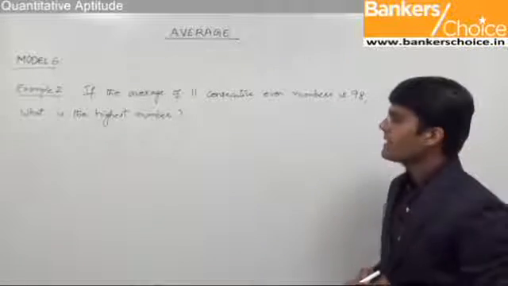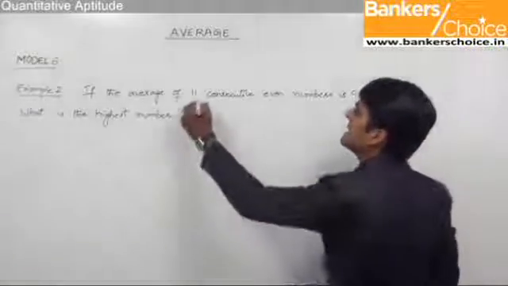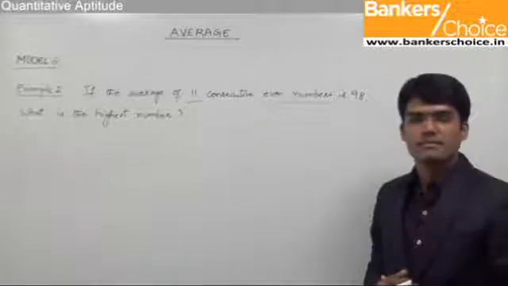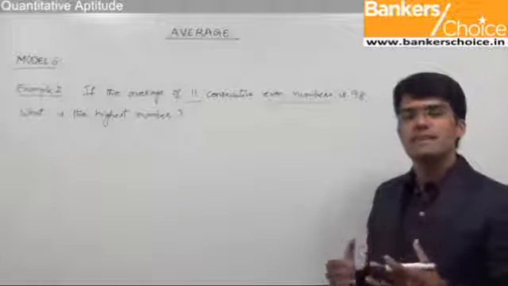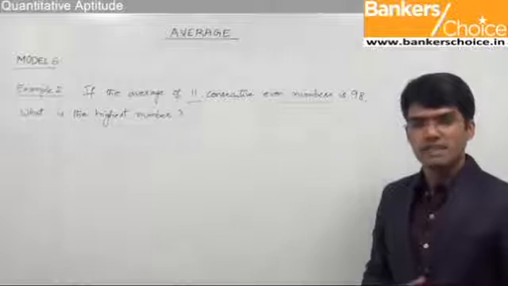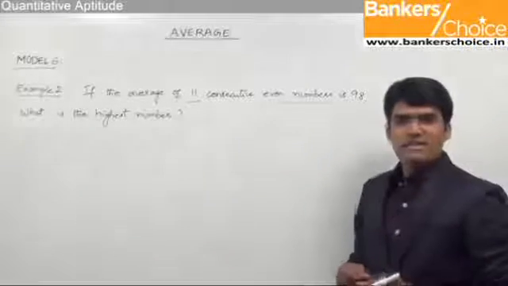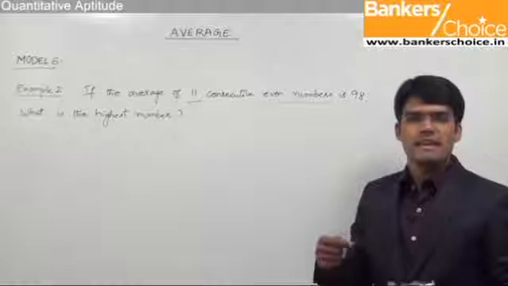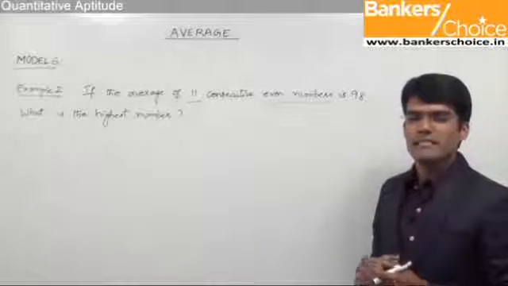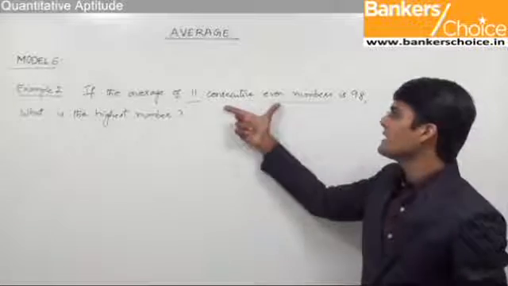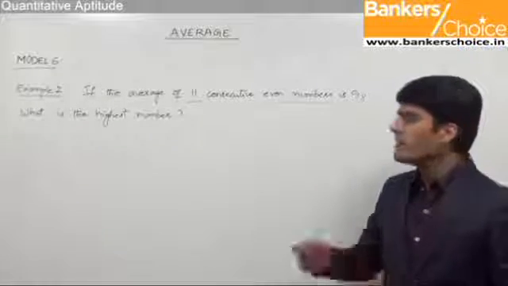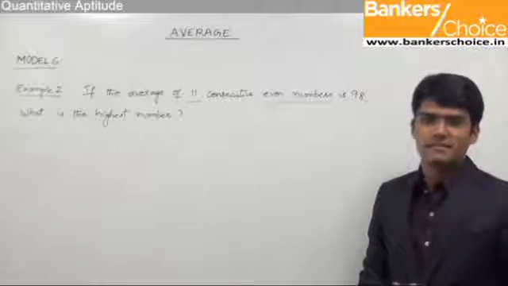The question here is, if the average of 11 consecutive even numbers is 98, what is the highest number? So here the average for 11 consecutive even numbers is given, and we are supposed to find out the highest number. To solve this question, we need not take all the numbers as x, x plus 2, x plus 4 and so on and waste our time. Instead of that, we can simply understand that the average for consecutive even numbers should always be the middle number. So with the help of this point, let us find out what can be the highest number.